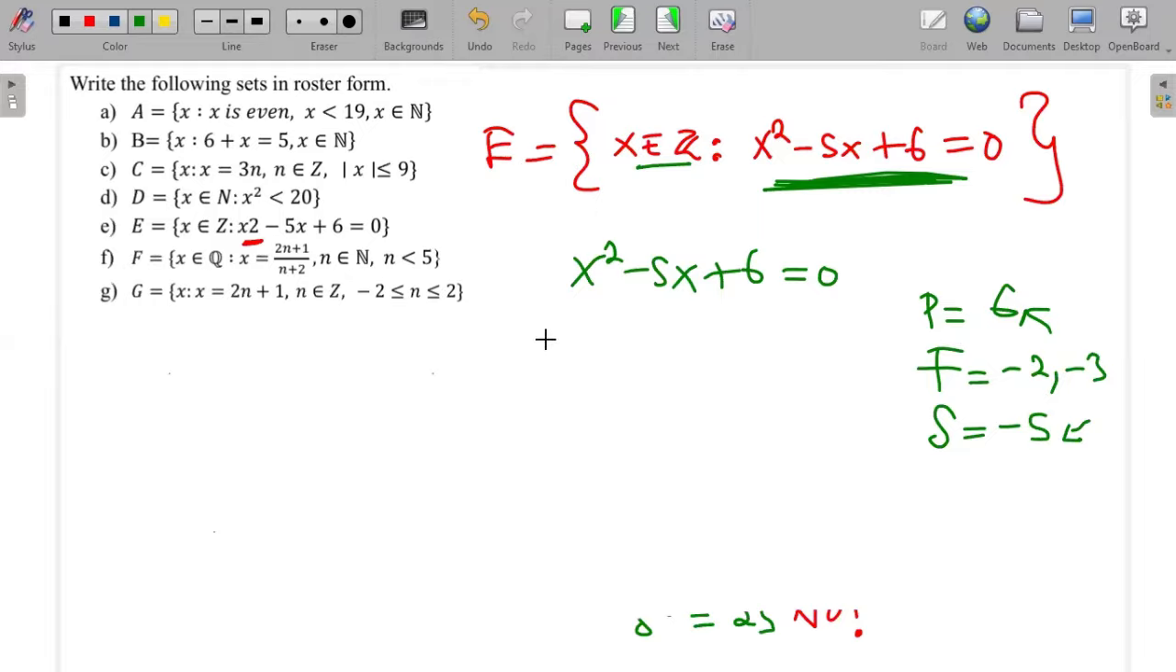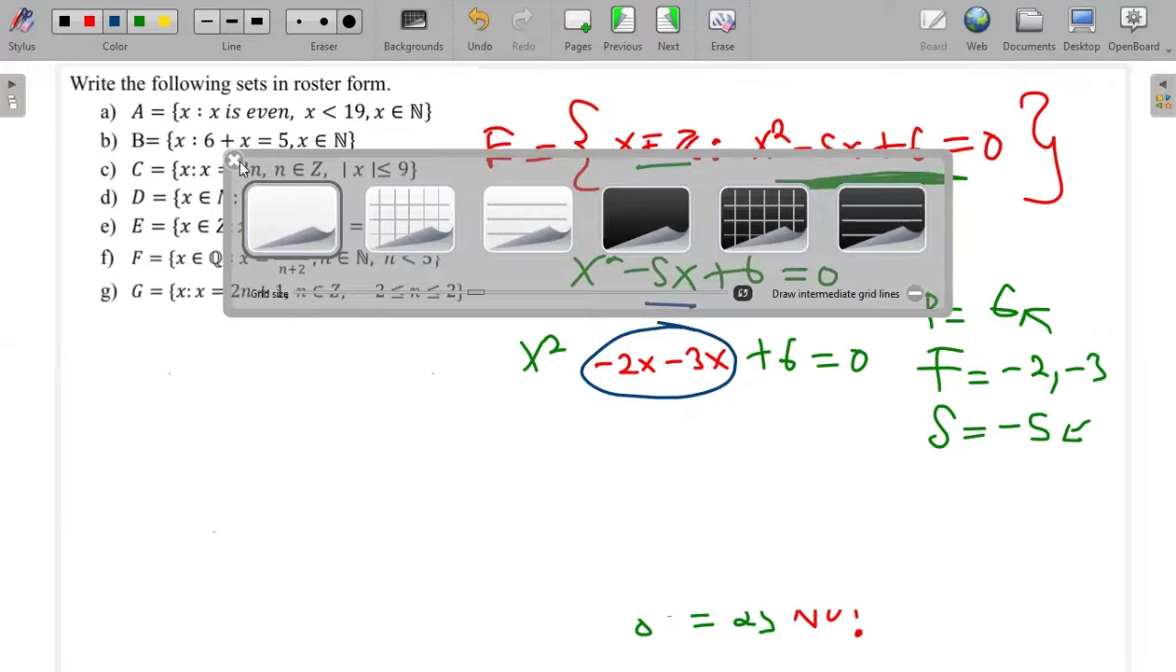All right, so here I'm just going to say x squared, and then this 5x, I'm going to represent it in terms of the factors. So I'm going to write minus 2x minus 3x in place of the minus 5x. Then I'll continue with the plus 6 is equal to 0. So you've seen I haven't changed anything. I've just written this as minus 2x minus 3x.